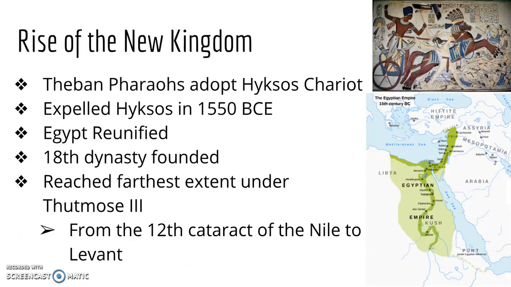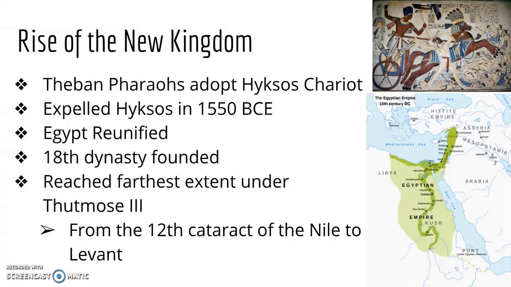So, rise of the New Kingdom. So the Theban pharaohs eventually learned to adopt the Hyksos chariot, as depicted in the upper left corner. Now, in 1550 BCE, they expel the Hyksos, driving them back into Canaan through the Sinai Peninsula. Now, at this point, Egypt is reunified, and this is when the 18th dynasty comes into being.